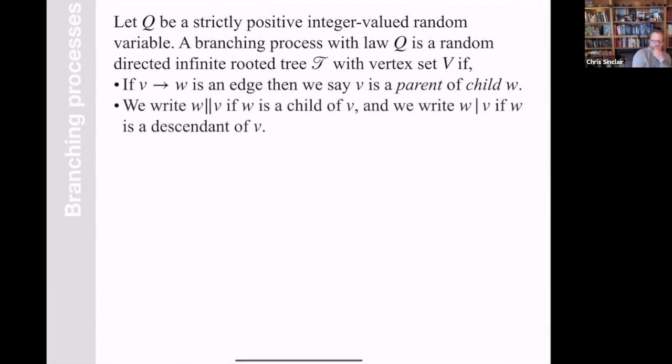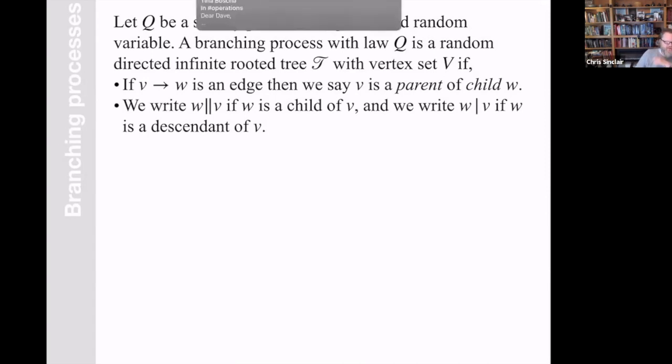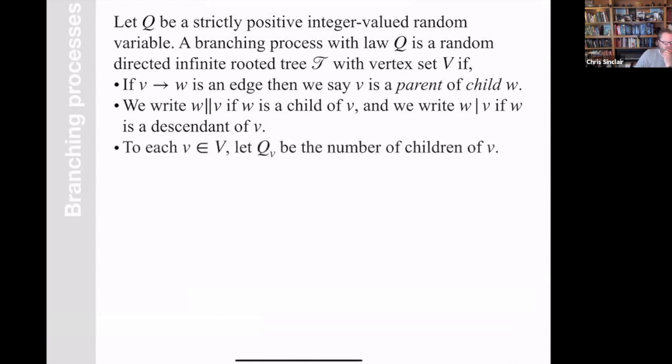It's useful to have a little bit of notation. I'm going to write this double bar: W double bar divides V if W is a child of V. And if W is just a descendant, I'm going to use a single bar. This is kind of how we use divisibility of prime powers.